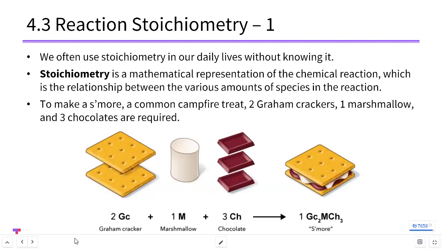Well, that construction, let's say I'm making junior bacon cheeseburgers, it has a very specific recipe if you follow it to the letter. You have to have a bun, you have to have the meat, you have to have the cheese, the bacon, the lettuce, tomato, and the mayo. And they have to put it on in a certain way, in a certain order, or else it's not right. Well, that's stoichiometry. Now, it's on a different scale.